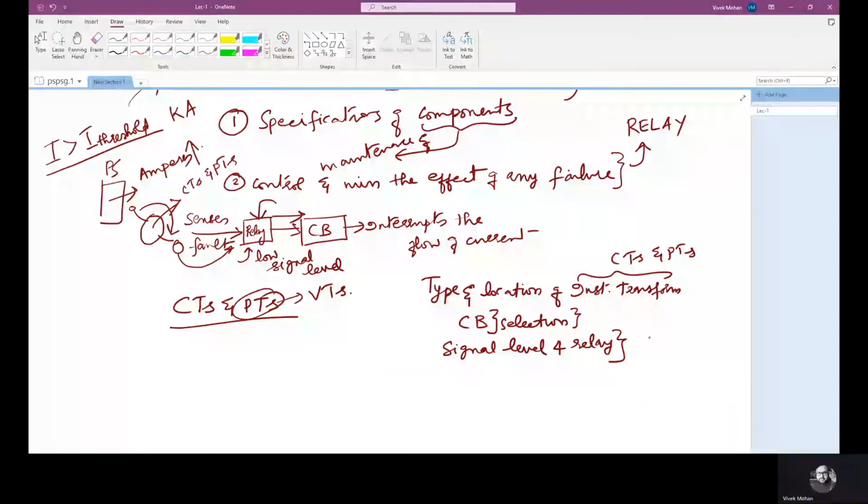Now, another aspect is fusing, reclosers and sectionalizers. I'm just broadly rushing through the topics which are to be discussed in this particular course: fusing, reclosers and sectionalizers.